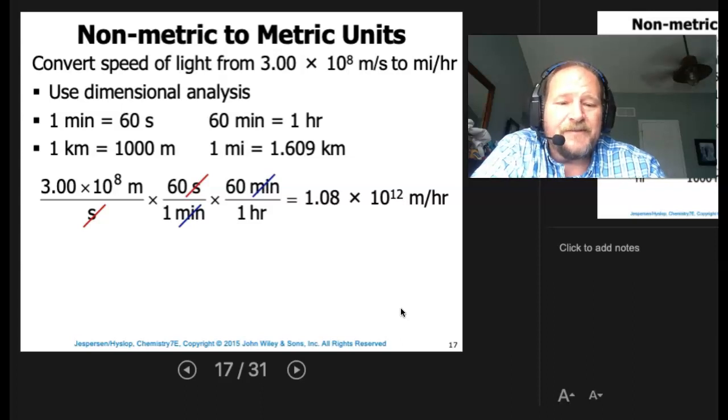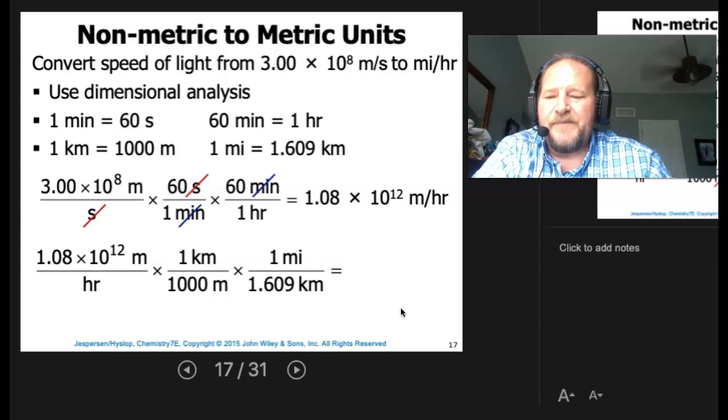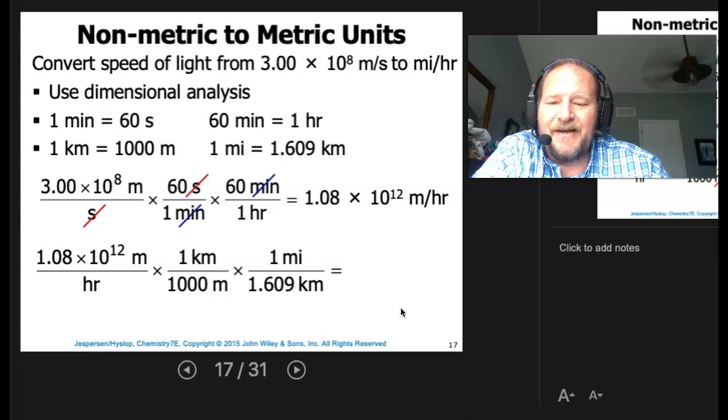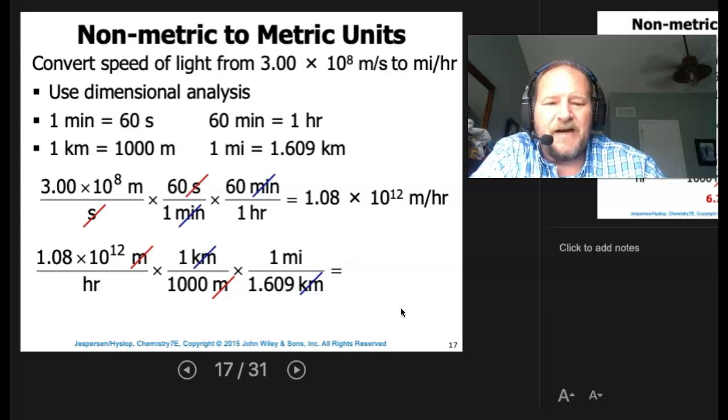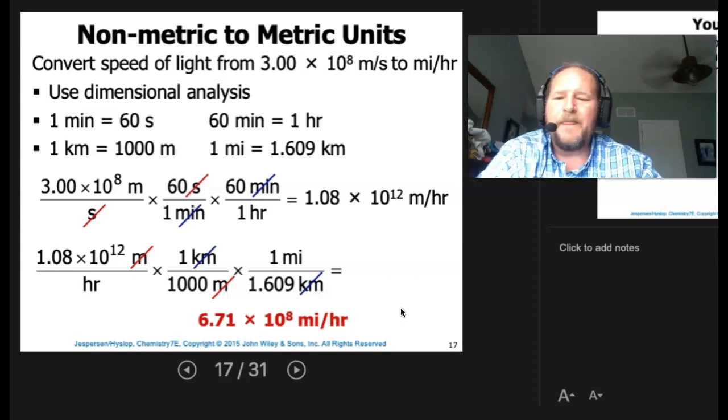But we want miles per hour. So next, I'm going to take 1.08 times 10 to the 12 meters per hour, multiply that by 1 kilometer per 1,000 meters, and then 1 mile per 1.609 kilometers. Here, my meters will cancel out. Second, my kilometers will cancel out. I'm now in miles per hour. When I run that through my calculator, I get 6.71 times 10 to the 8th miles per hour.